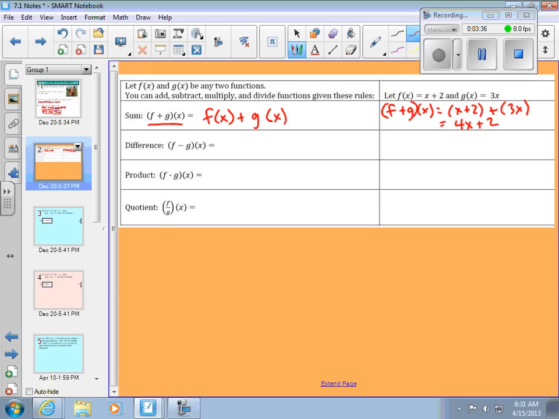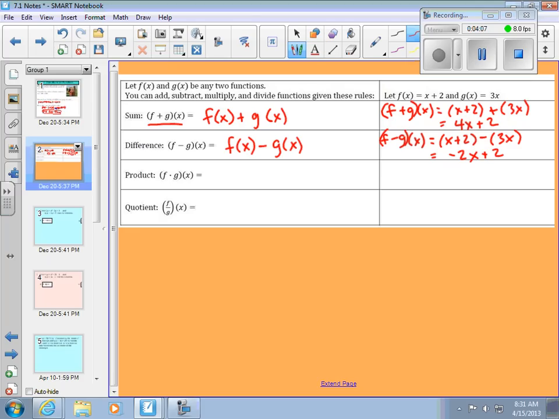All right, difference, the next one, means to subtract. So this is telling us to take whatever function's listed first minus whatever function's listed second. What would this one look like over here if we subtract these functions? Well, we'd have the function x plus 2 minus the function 3x. If we take x minus 3x, we're going to get negative 2x plus 2.